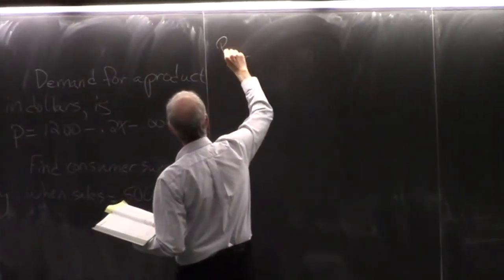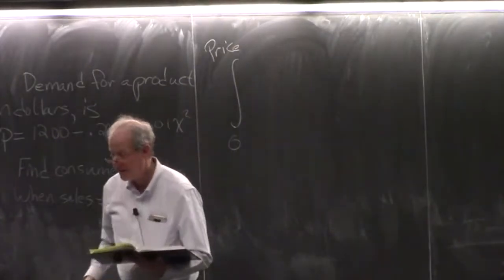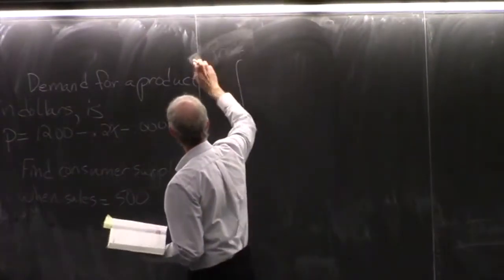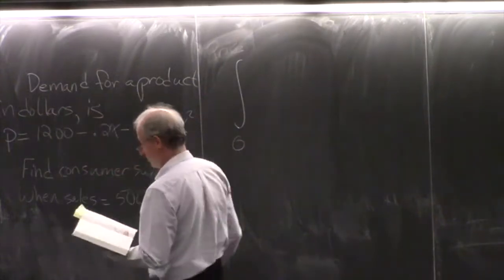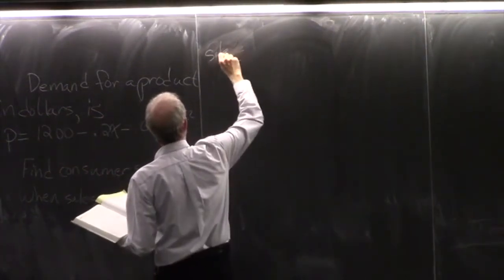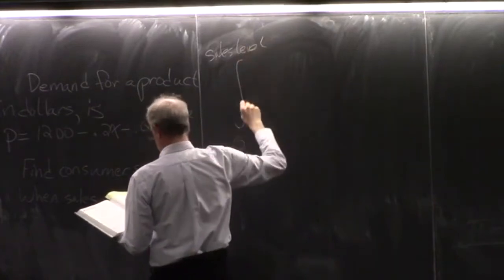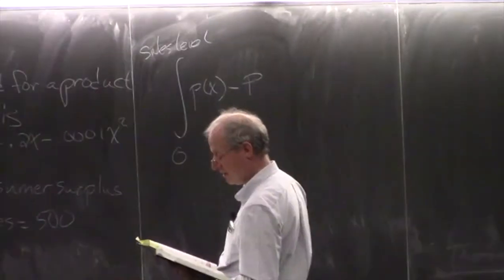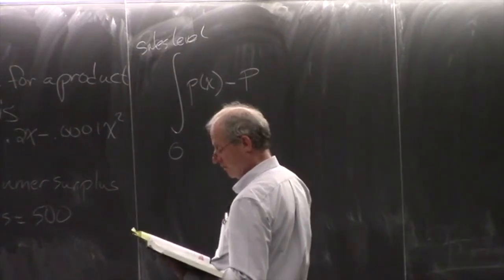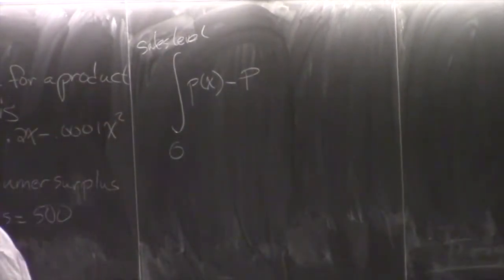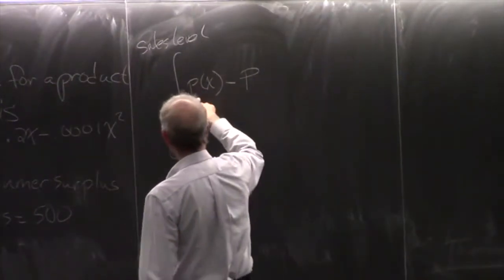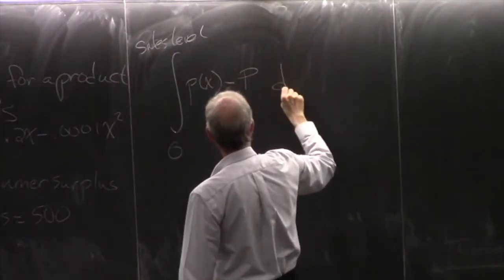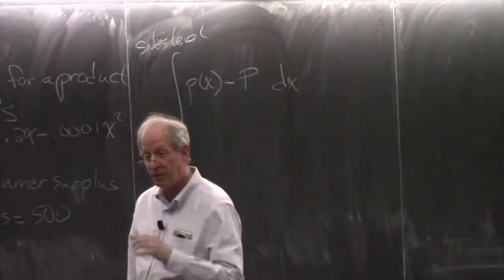from 0 to your magic sales level, of P of X minus P. Okay? So first we're going to have to figure out what the price is, which we'll figure out in a second. Okay? And this is the commodity, this is the amount, this is demand, this is your price, and this is dx. Okay, so how do we figure out what P is?